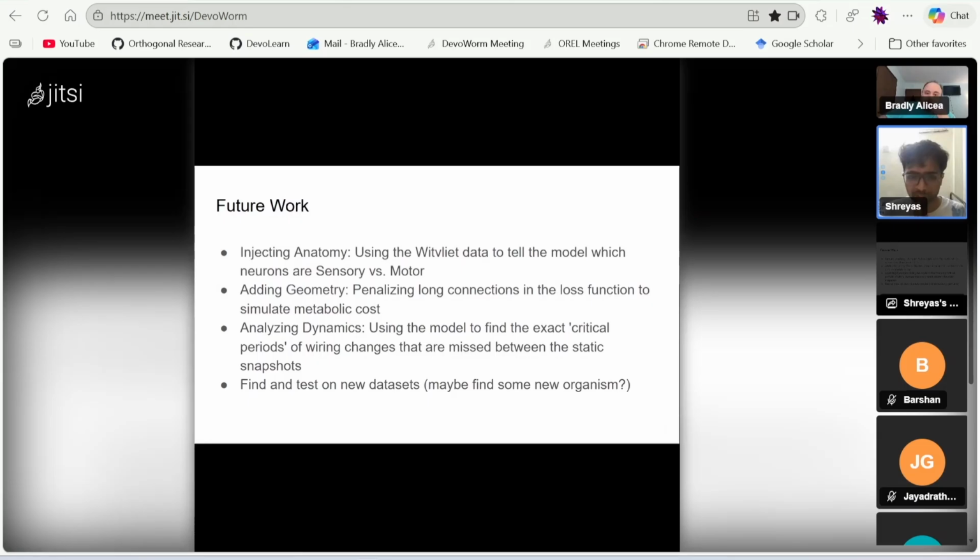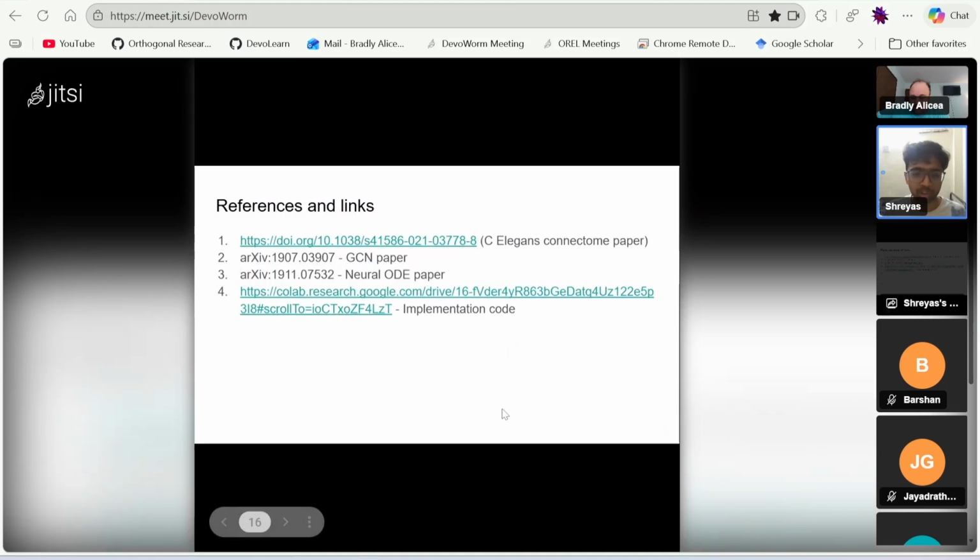What I'm trying to do is, as I said, I have all the graphs of each time step. I can generate a graph of any time step. So I'm trying to create an animation now to show how the brain is evolving, and then we can observe at what point exactly that's happening. I have generated an animation, but it's not that good. I'm just trying to get a good animation out of all that. And then finding and testing on new data sets, or maybe find a new organism. So yeah, that's all from my side.